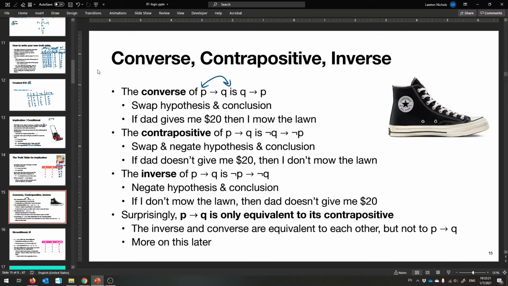So you just swap them. That's called the converse. You swap the hypothesis and the conclusion.